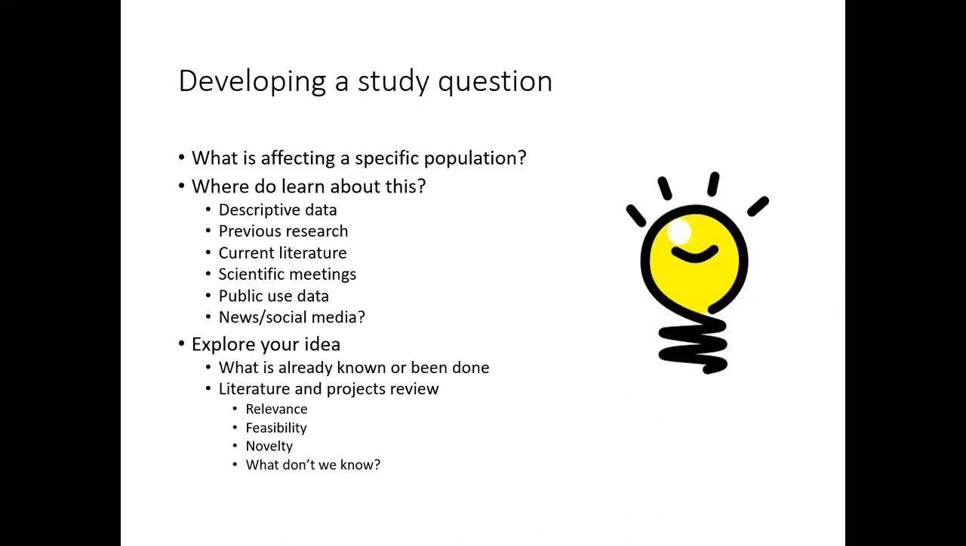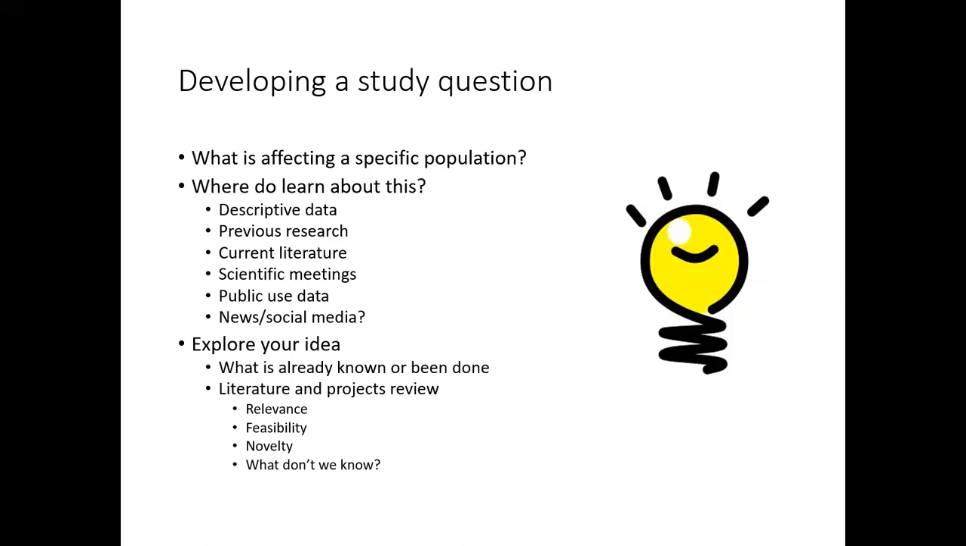So we want to do some research and think about where we're at right now. So maybe we look at some descriptive data, whether that's for a population or maybe for a specific disease that we're interested in. We're going to look at what previous research has been done. We're going to search through some current literature and understand what's happening. Maybe we'll attend some scientific meetings and talk to people there or see presentations that spark an idea that we would like to know more about.